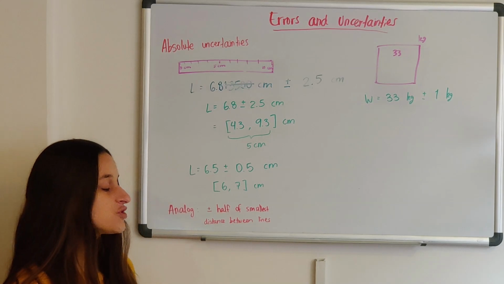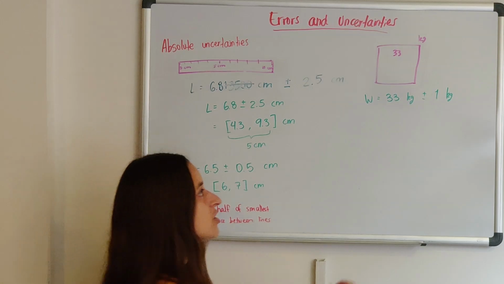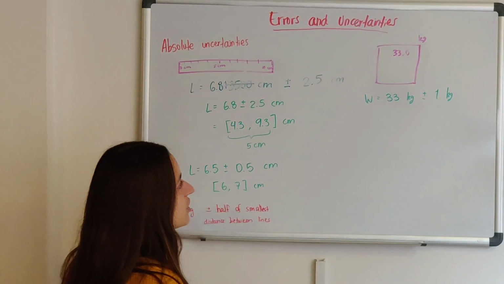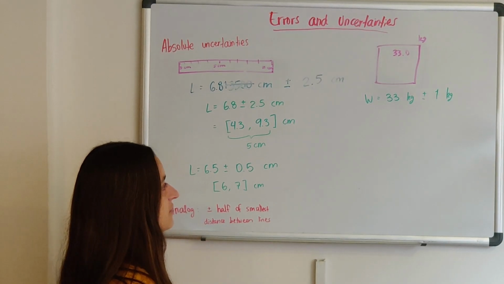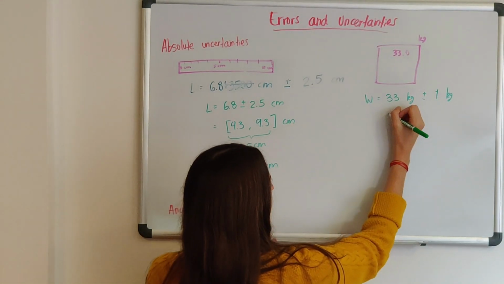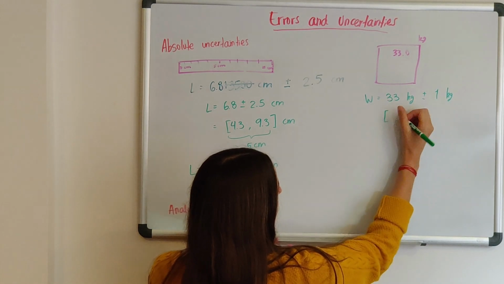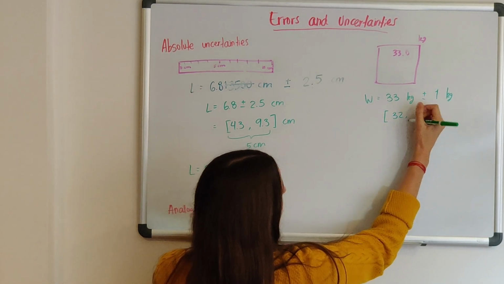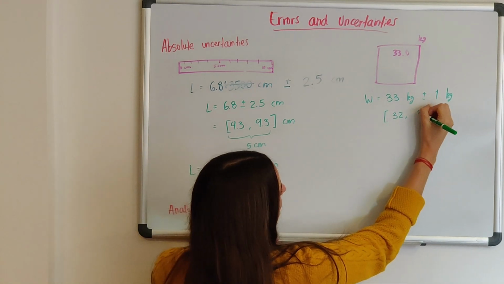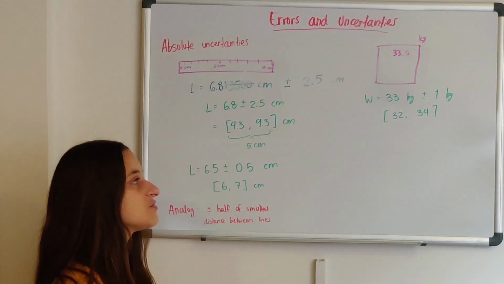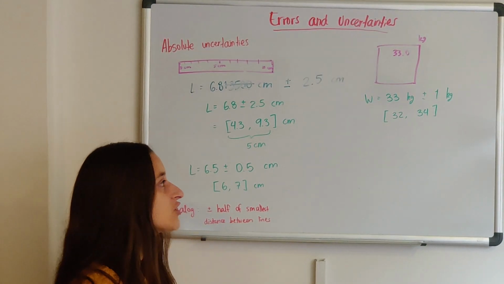However, if your device were able to show point 0, let's do that example. So 33.0. Let's see. Here, your range of values would be 33 minus 1, 32, until 33 plus 1, 34. So your dog's weight is between 32 and 34 kilograms.